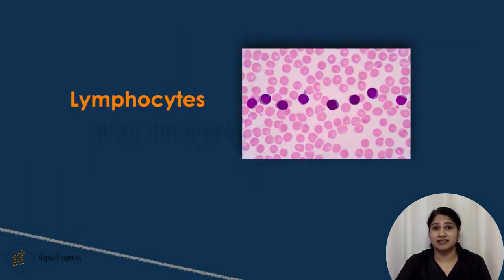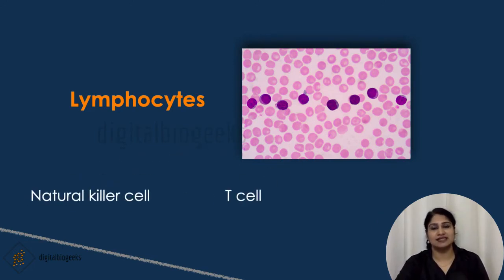Lymphocytes are cells of the immune system. Lymphocytes include natural killer cells, T cells and B cells. Natural killer cells are cells from innate immunity. That means they come into action within hours of the presence of an antigen or a foreign material in our body. T cells or T lymphocytes are cells of cell-mediated immunity.